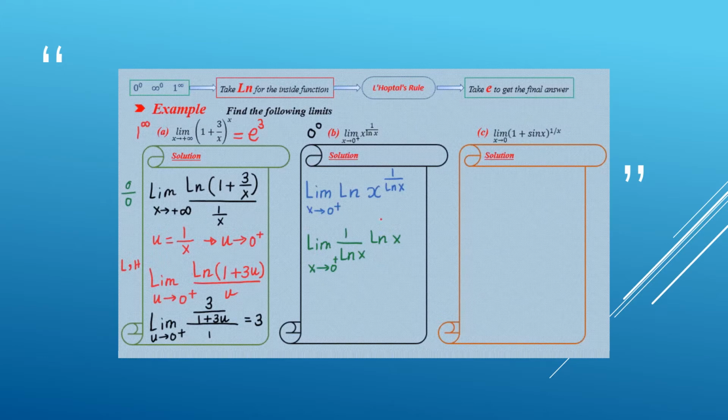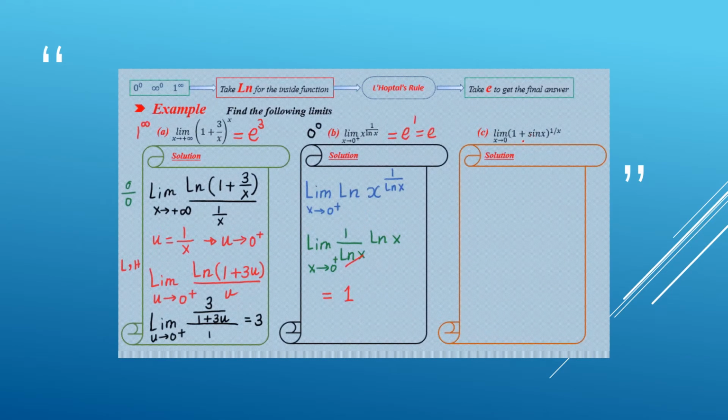By simplifying, you can cancel this one with this one, okay, and you will get 1 inside. So this limit equals 1. So the final step is to take e for this one. So we have e to the power 1, which equals e.